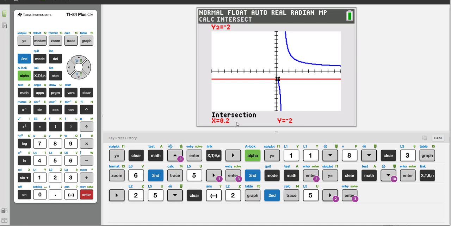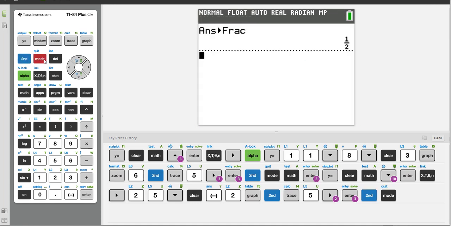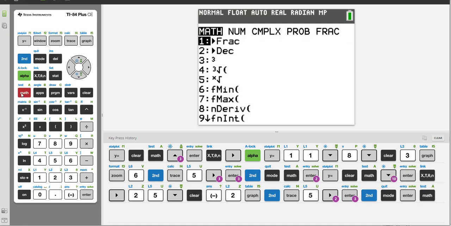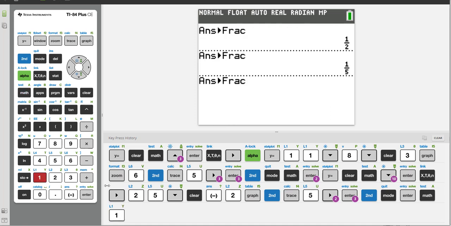To do this, press second quit. If the last command shown is still answer frac, press enter. This gives an answer of 1/5. If the last command is not answer frac, then press math. Select number 1 for frac for fraction, and press enter. And this will also give the answer of 1/5.